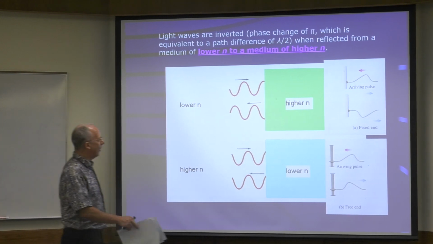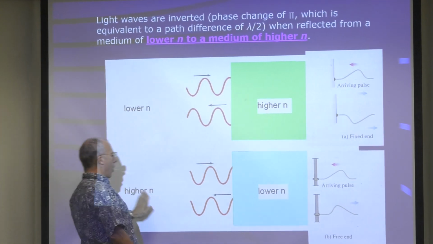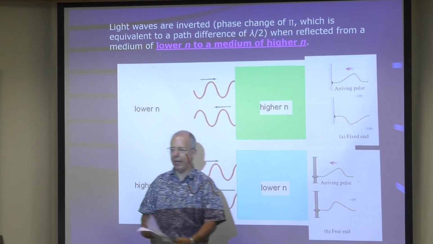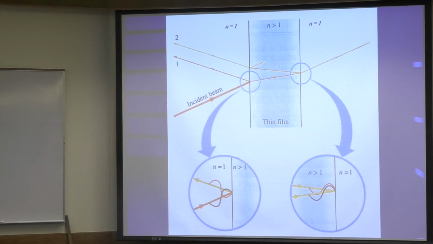So this is the analogy, right? Low to high is like a fixed end. High to low is like a free end. There's your analogy. Now we've got to go to thin films.